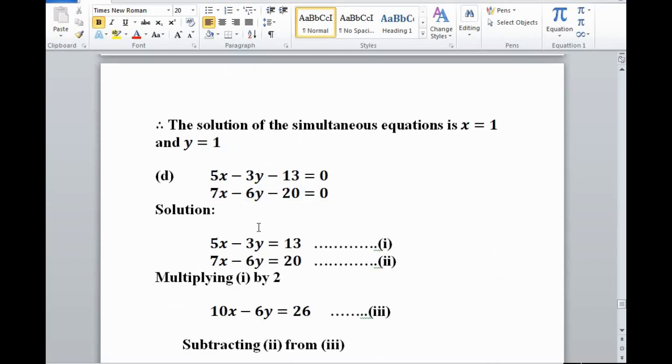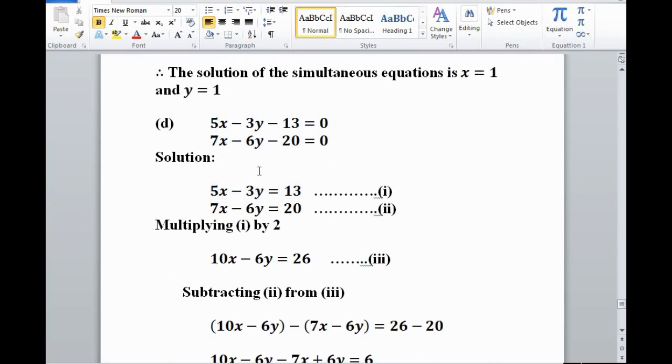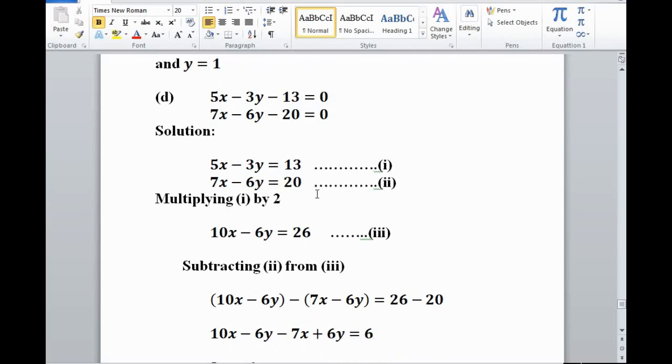Next part, the fourth part from this question is 5x minus 3y minus 13 equals 0, and 7x minus 6y minus 20 equals 0. So step 1 is to name these two equations as equation 1 and equation 2. Since we have two different values for the coefficients of x in both the equations, I'm going to multiply equation 1 by 2. If we multiply equation 1 by 2, we can change this negative 3 into negative 6. So we will have the same coefficients of variable y in these two equations.